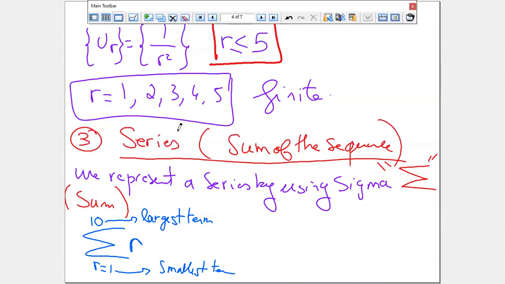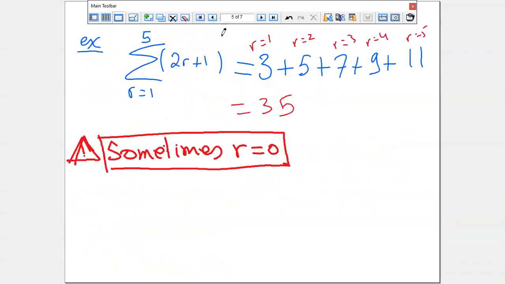Now, what does series mean? A series is the sum of the sequence. When I add the terms of the sequence, we call it a series. We represent the series by using the sigma notation. This sigma means the sum. So when I write sigma like this, it means the sum of the terms. From which term? From r equals 1 till 10. So the smallest term is 1 and the last term is 10. We will do an example to get this idea.